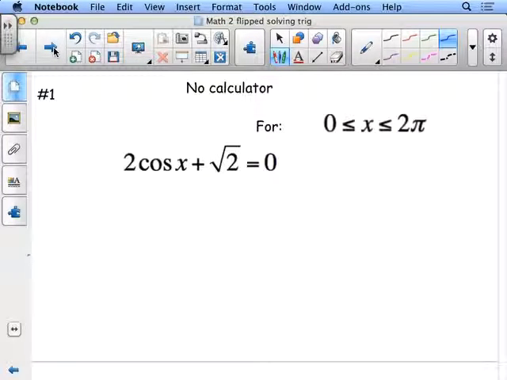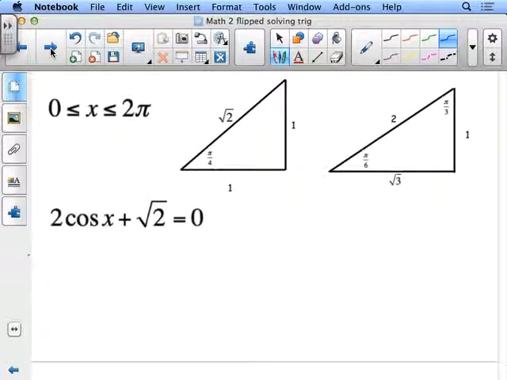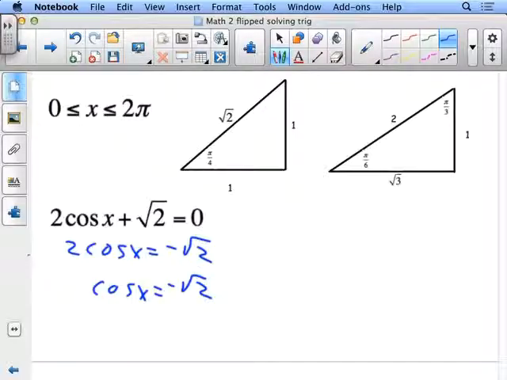So let's get started. First thing, in your group with no calculator, go from 0 to 2 pi and solve this equation. Give you a little time. All right, so if we're going 2 cosine plus square root of 2, I can end up getting 2 cosine of x equals negative square root of 2. Cosine of x equals negative root 2 over 2.